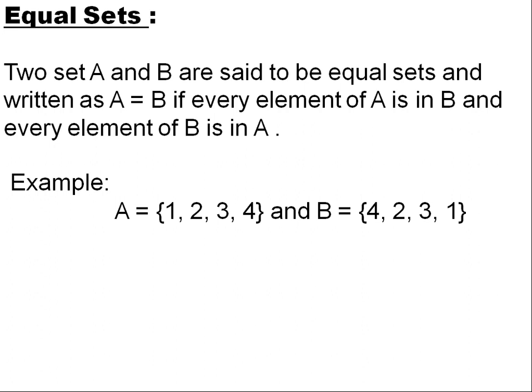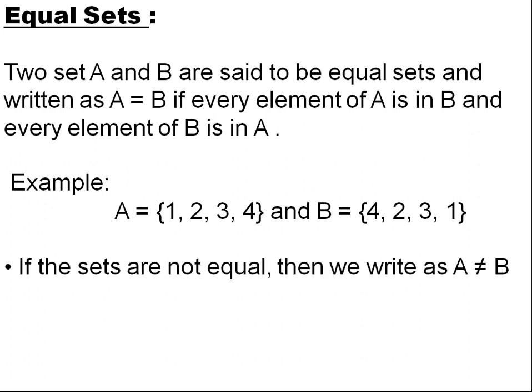Now look at the elements in both the sets. The elements are exactly the same, even though their order is changed, but still the distinct elements are exactly the same. So here the cardinal number is the same for sure. So these two sets become equivalent because their cardinal number is the same. They both contain 4 elements, but the elements are exactly the same. Hence, not only equivalent, they are equal too. If the sets are not equal, then we write A is not equal to B.